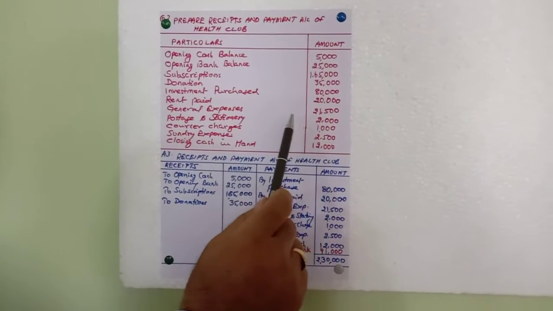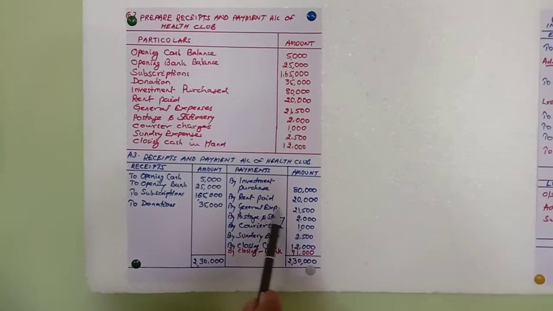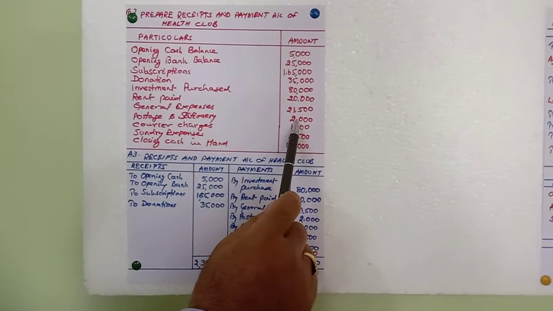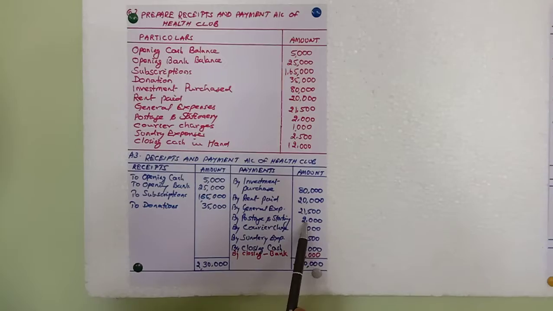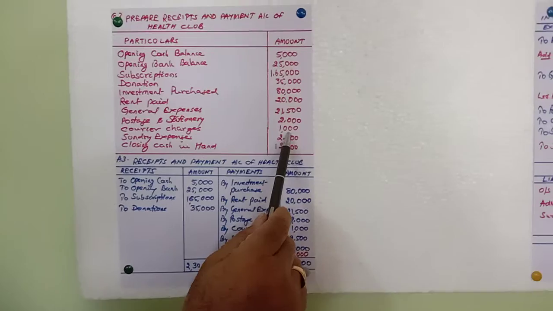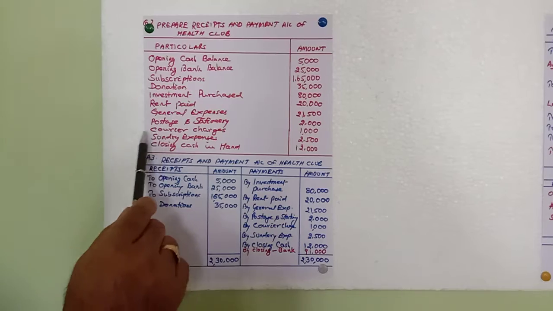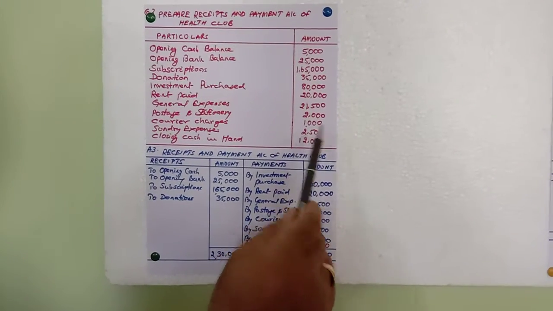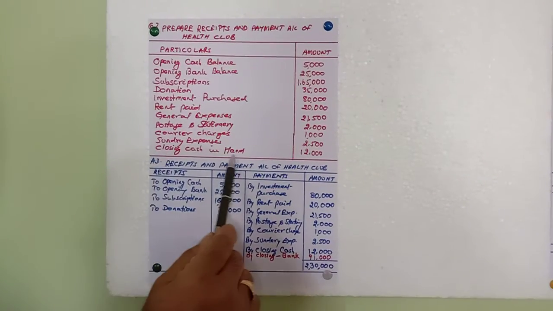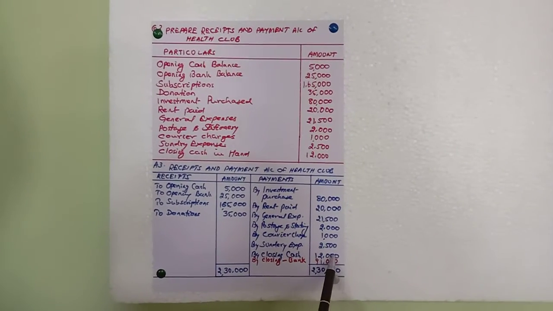General expenses 21,500, rent paid 20,000 and general expenses 21,500. Then postage and stationery 2,000, so see here postage and stationery 2,000. Then courier charges, again this is a payment, so write here 1,000 rupees as payment. Sundry expenses 2,500, so I have written it on the credit side. Closing cash in hand, so I have written closing cash in hand 12,000.